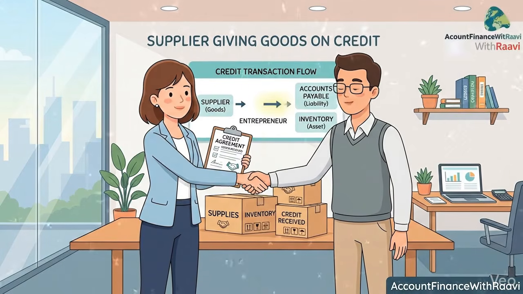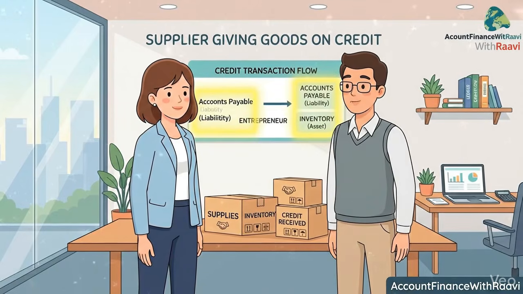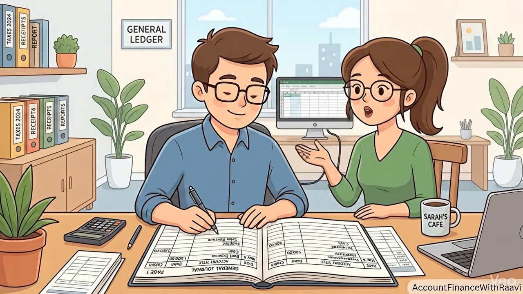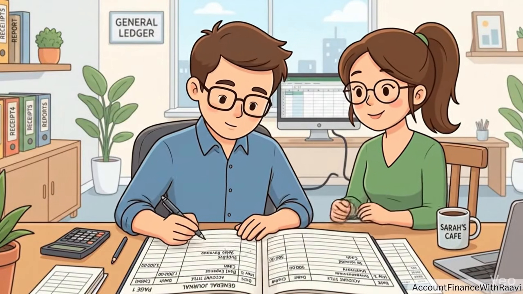Sometimes, Aman buys goods on credit. This creates a liability, money he owes. Each transaction is recorded using debit and credit rules in the journal.